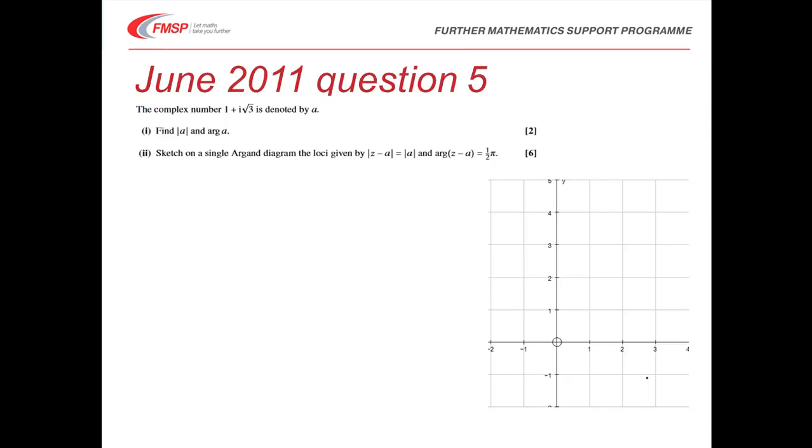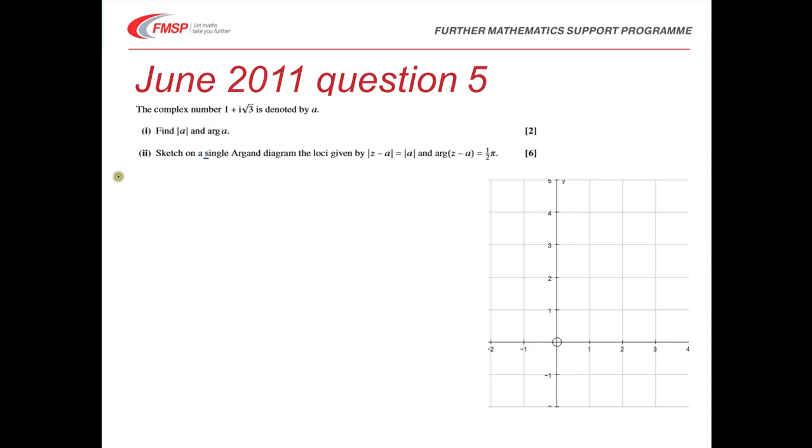So let's move on to another question. So this is now more associated, if you like, with the geometry of complex numbers. So we're given a complex number a. It's denoted by 1 plus i root 3. We're asked to find its modulus, written like that, and its argument. And having found those, the second part then asks us to sketch on a single diagram the loci, given by mod z minus a equals mod a, and the argument of z minus a is equal to pi over 2. So just be aware, it does say a single diagram. So both of those on one diagram.